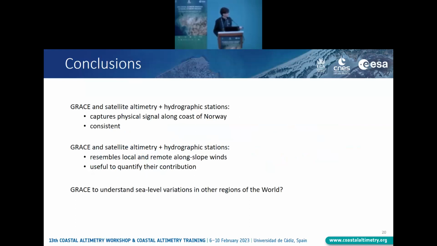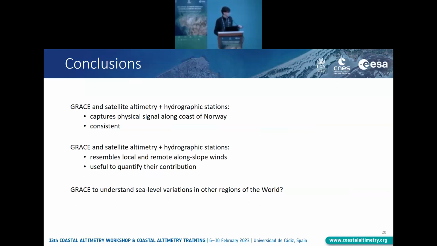Overall, we found that both GRACE and the combination of satellite altimetry and the hydrographic station give comparable contribution over the Norwegian shelf, at least in inter-annual time scales. And we see that apparently they capture a physical signal in the area. And in fact, we found a similarity, especially with local winds, and to a lesser extent with remote winds in the area. And so in a way, we could quantify their contribution.